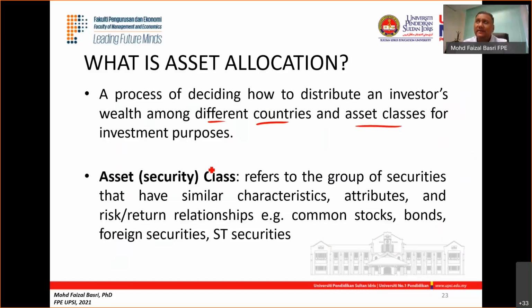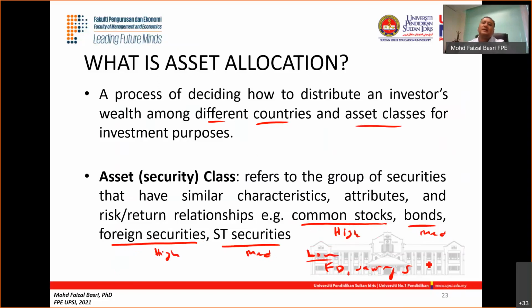Okay, I dah cerita tadi kan, some investment will be low risk. Kalau you perasan tadi, actually kalau low risk investment macam fixed deposits. Kalau medium macam bonds. Macam ni lah. So when we talk about asset classes ataupun the types of assets, common stocks. Okay, common stock ni will be high risk. Bonds will be medium risk. Contohnya, foreign securities will be high risk. Short-term securities will be medium risk. Okay, kalau low risk, boleh bagi tadi lah FD and fixed deposits, savings account. Okay, so these are the types of asset classes.